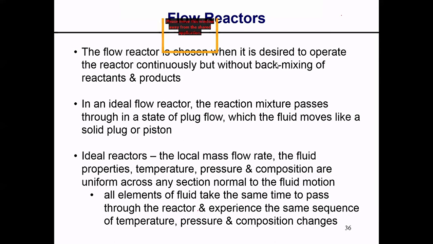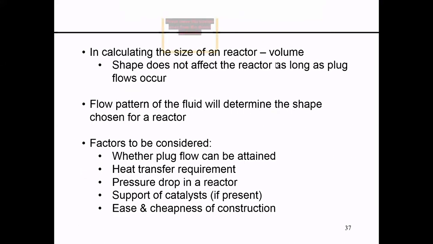So all elements of fluid take the same time to pass through the reactor and experience the same sequence of temperature, pressure, and composition changes. So in calculating the size of the reactor, for example, we consider the volume. So shape does not affect the reactor as long as plug flow occurs. So plug flow is this one. We have flow in and flow out, but we assume that in every section, the movement is constant. So we consider this. So there will be a difference in volume.